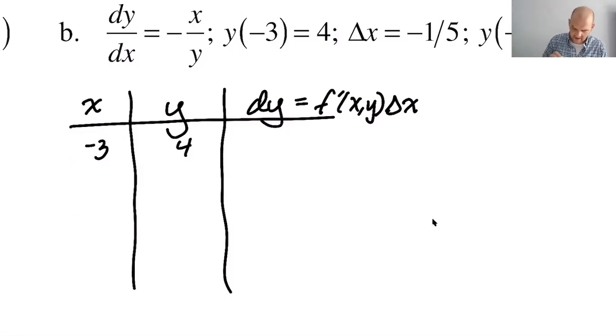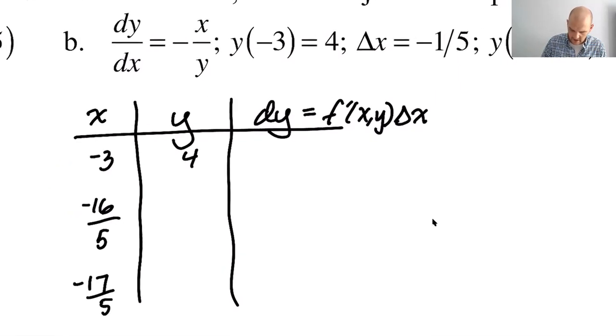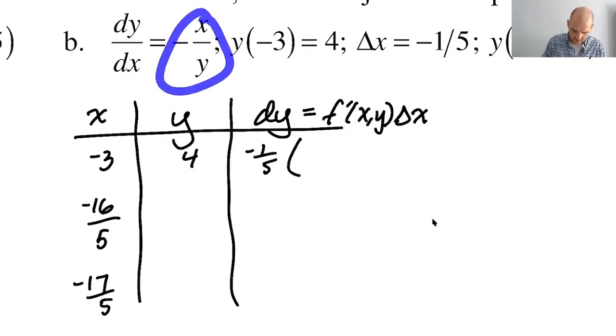So -15 fifths. So this will be -16 fifths. That was hard. And then -17 fifths. So we're only doing 2 steps, which is great because the more steps, the worse. So -1/5 is delta x. And then we have to do the opposite of x over y. So the opposite of -3/4 is +3/4.